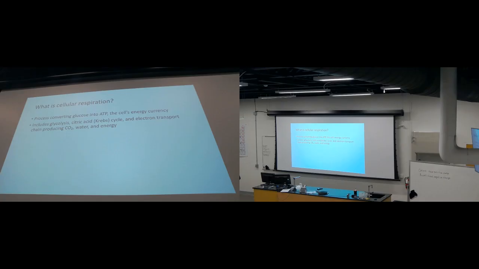Water is very little, the amount that you produce, but CO2, carbon dioxide, is a toxic waste, so we need to get rid of it. And of course, since you generate ATP, that gives you energy. So glycolysis, Krebs cycle, and electron transport chain form cellular respiration.